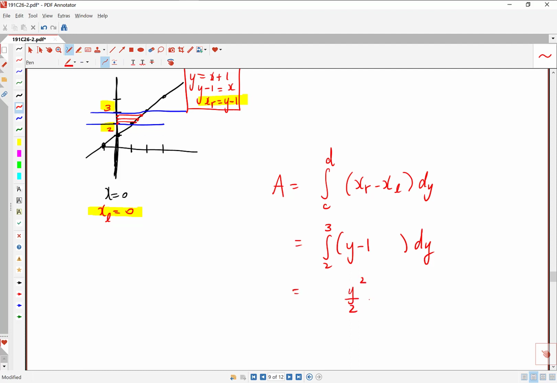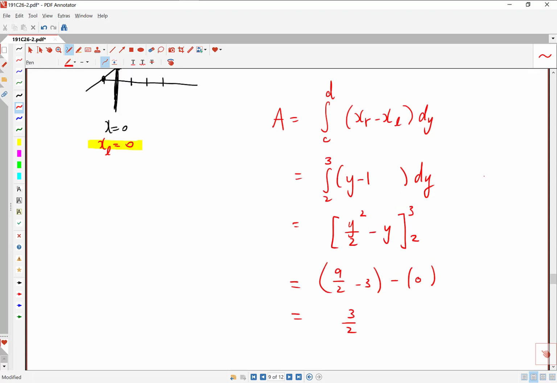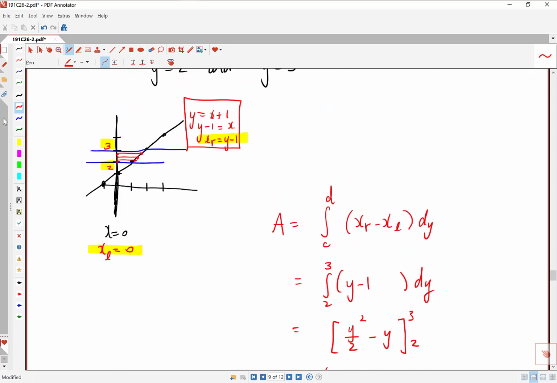y squared over 2 minus y, and we're going to evaluate at 3 and then at 2. So plugging in, we get 9/2 minus 3, and then we subtract off the value at 2, which happens to be 0. So the final answer for our area is 3/2. So let's try a couple more examples like that. One of the things we're specifically going to focus on is taking an equation and needing to solve it for x.